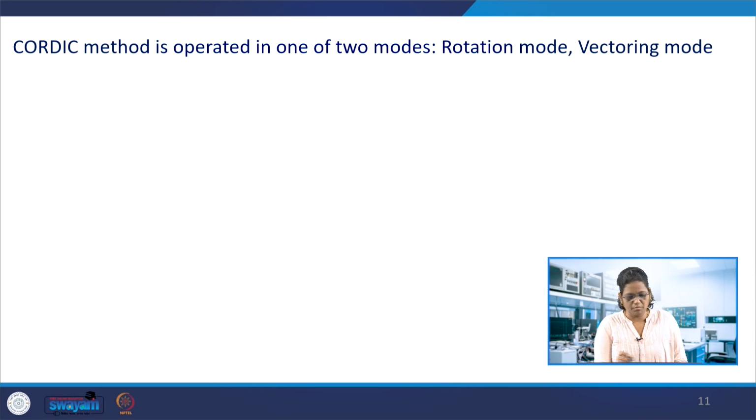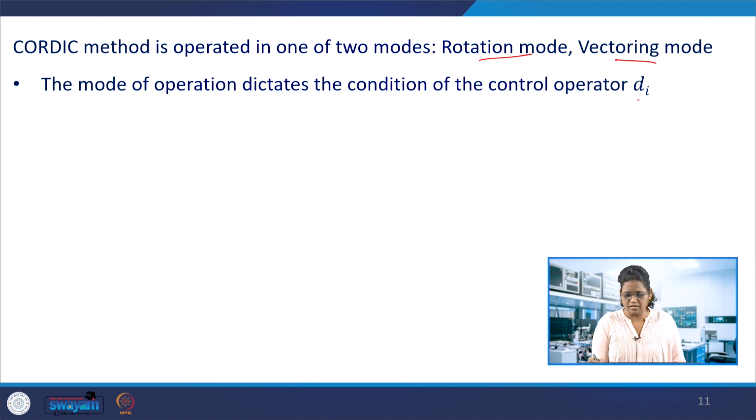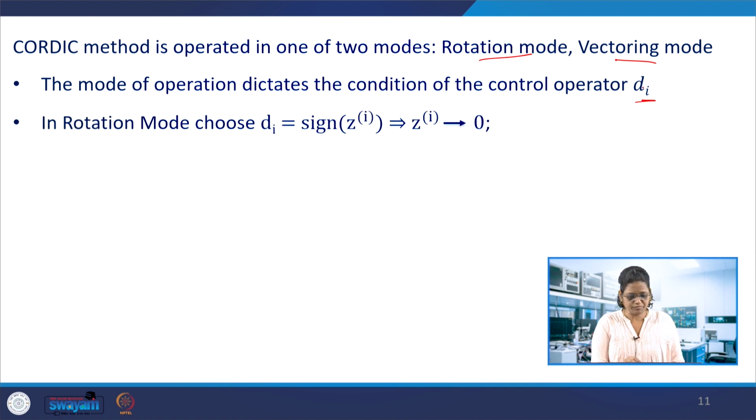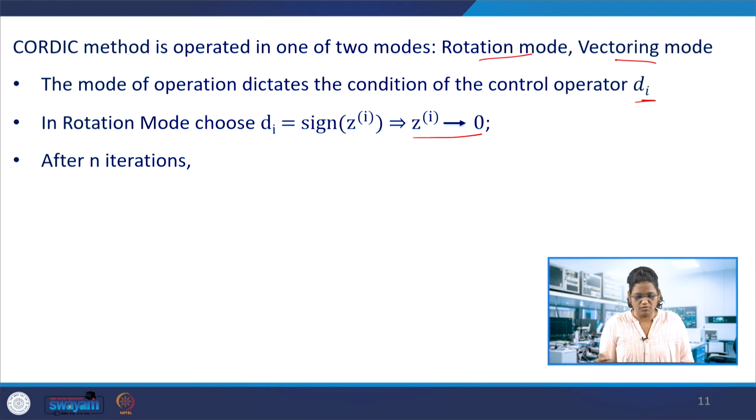We also have to know that the CORDIC method has two modes: one is the rotation mode and the other is the vectoring mode. How we can use these two different modes determines what can be computed from them. So taking the direction d here, d in the rotation mode chooses the sign of z i, where z i is converging to 0, in the rotation mode, where the equation for z we computed.